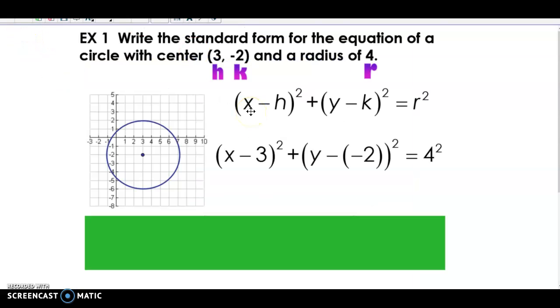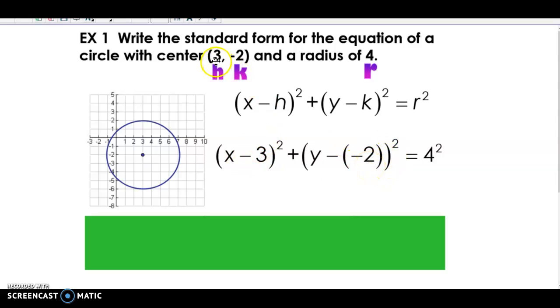So for this example, we're going to write the standard form for the equation of a circle with the center at 3, -2 and a radius of 4. So we always start with x minus h squared plus y minus k squared equals r squared. The only thing we're going to substitute in is the h and the k, and the r, obviously. So the x-coordinate right here is a 3, and we're going to just put that in for h. And then for k, we have -2, and we're just going to substitute this in.